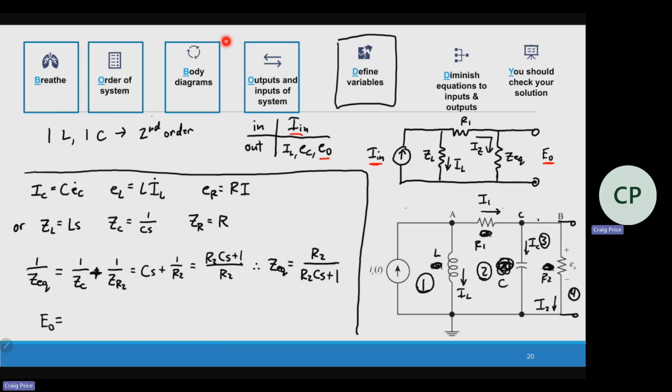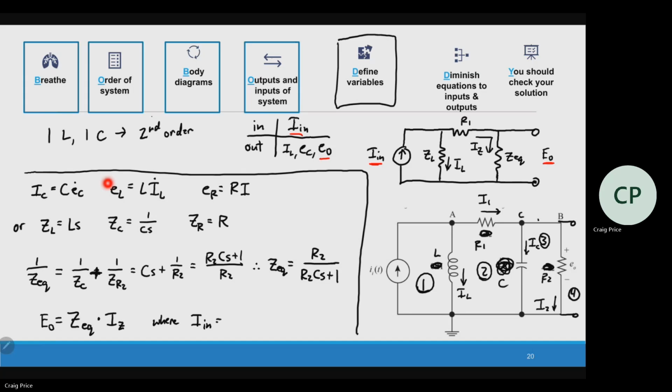E out is equal to, based on this, what is E out equal to? Z equivalent times, I called it I sub Z. So it's not the full IN. What is IN equal to?